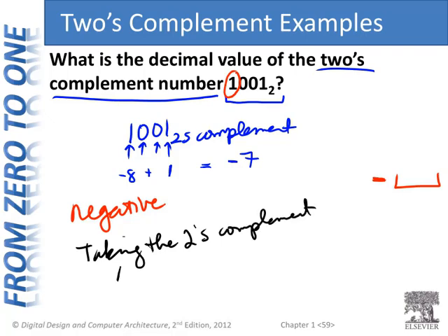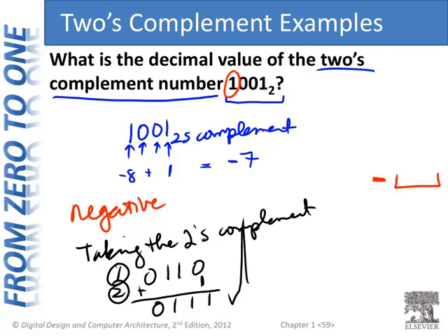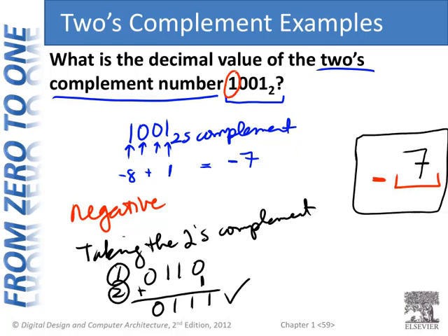We're going to invert the bits, step 1. So 0, 1, 1, 0, and add 1. You get 1, 1, 1, 0. As expected, the magnitude is 7. And so we already knew it was negative, and we now can plug in the magnitude. So 1001 is the 2's complement representation of minus 7.